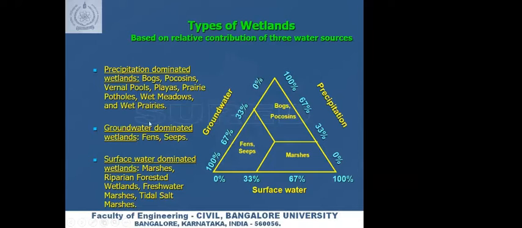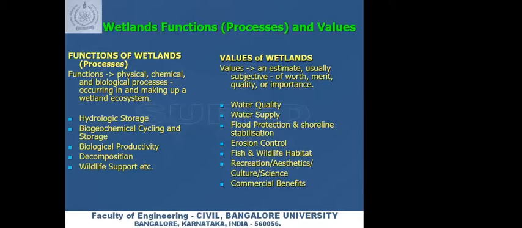Okay. So when you hear these wetland names, fens, seeps, marsh, and freshwater marshes, that indicates the main source of water for this wetland, and what the main processes and values are. Again, I'll come back to this in detail in a subsequent slide.